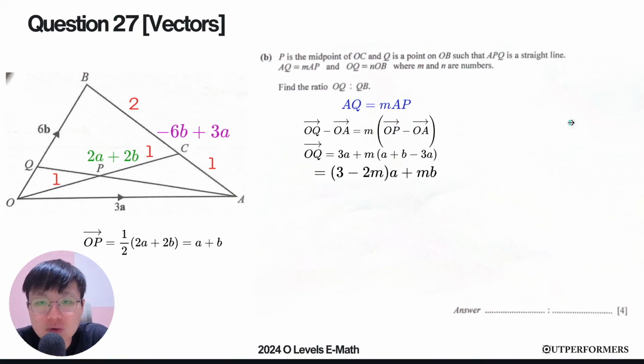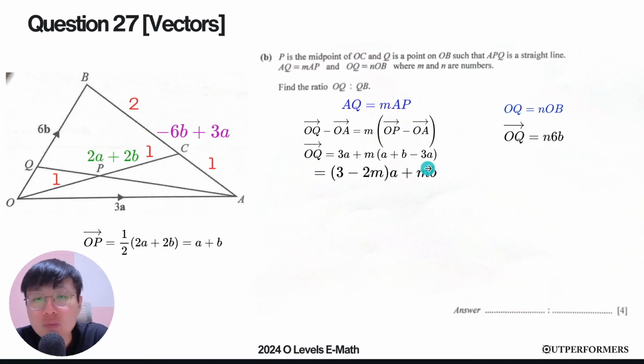And we will be able to form a combination of A. So I rearrange and put the A together. Remember, M is a number, and B here. Okay, so why do we need this? Because we actually have another relationship of OQ. OQ is equal to N OB, right? And that means, since we do have OB, we can say that OQ is equal to N 6B or 6NB, whichever, right? And can you see that now we have two equations involving OQ?